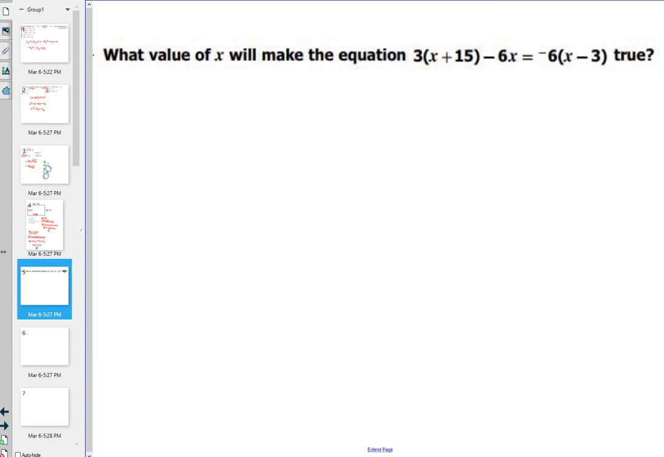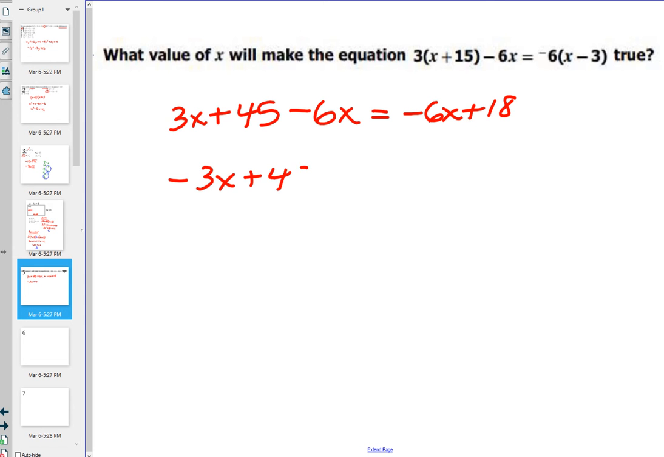That's it. Just solve. Now within solving, first I would distribute. So I get 3x plus 45. Feel free to write this down. That's why I gave you those copies. Study. So distribute. Then combine like terms. Negative 3x plus 45 is equal to negative 6x plus 18.